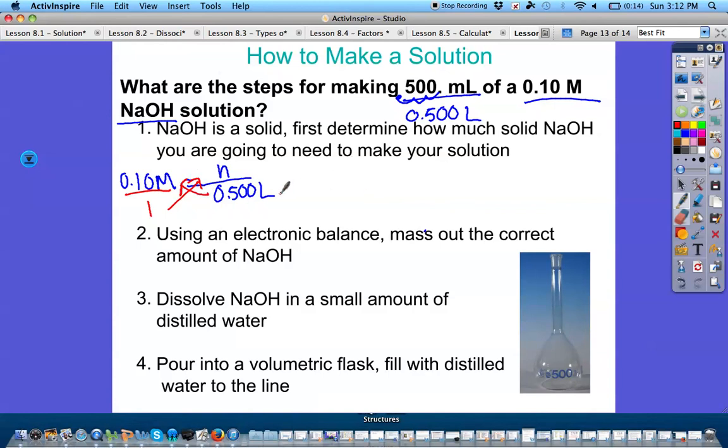Cross multiply. So 0.5 times 0.1 is going to give you 0.05 equals N. 1 times N is N. So this is our number of moles. So now we can take those number of moles and convert it to a mass.